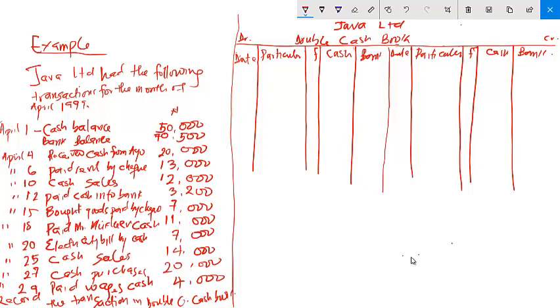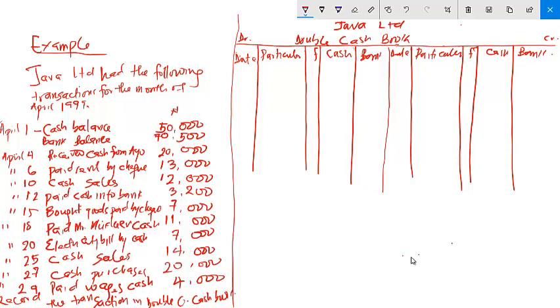The next transaction said bought goods paid by check. So we purchased some goods and we paid by check, which is 7,000 naira. Then by 18th of April, Java Limited paid Mr. Amuid in cash of 11,000 naira. Then on the 20th, we have electricity bill paid by cash, 7,000 naira. Then on the 25th, we have another cash sale, which stood at 14,000 naira. On the 27th, cash purchase, 20,000 naira. Then on the 29th, paid wages also in cash, which is 4,000 naira.